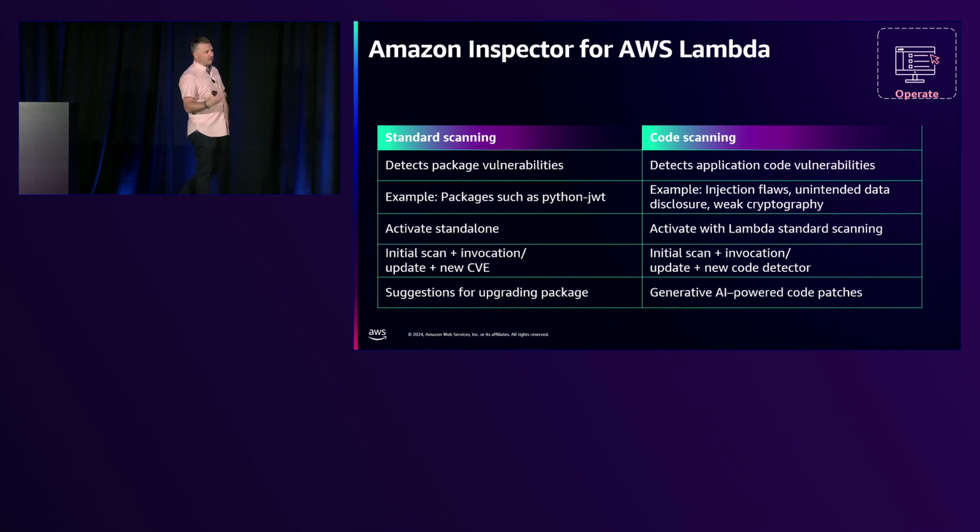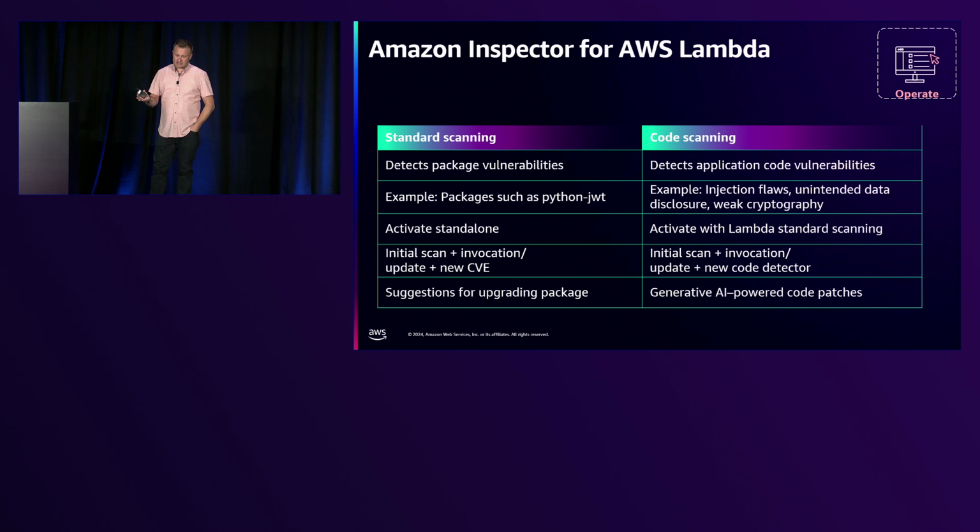Another example could be if I'm hard-coding secrets into my application, Inspector would warn on that in the code scanning method and give me advice on how to fix it. In both of these modes, we have suggestions generated, and in the code scanning approach, we see generative AI being used to propose changes to our source code to mitigate the findings that it has.